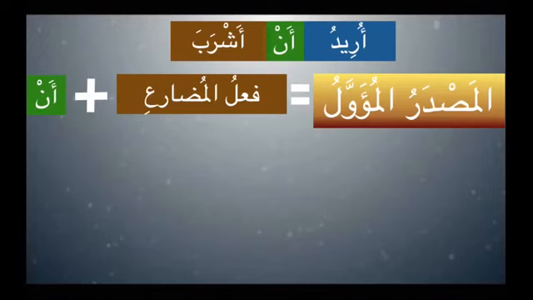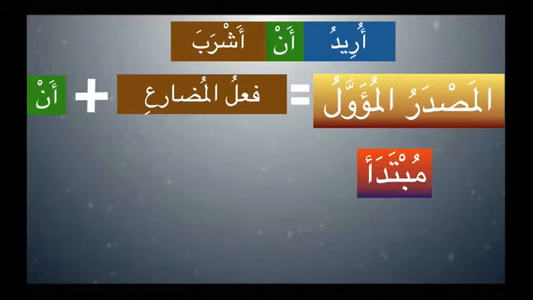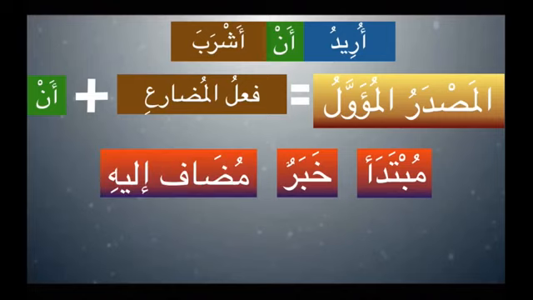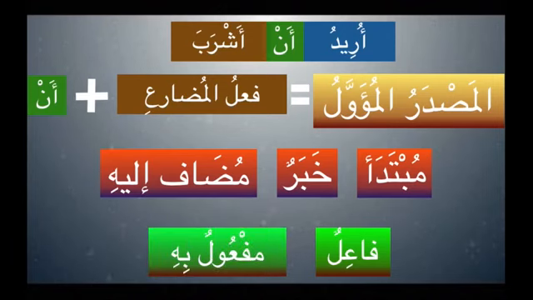So an and fi'l mudari' got together, the combination, is a masdar mu'awwal. So we know this masdar mu'awwal is also a type of an ism, which means this masdar mu'awwal, the combination of an and fi'l mudari', can be a mubtada, it can be a khabar, it can be a mudaf ilayhi, it can be a fa'il, it can be a maf'ulun bihi.